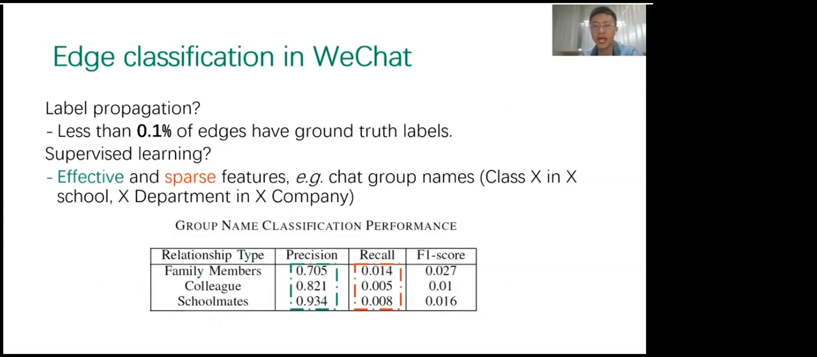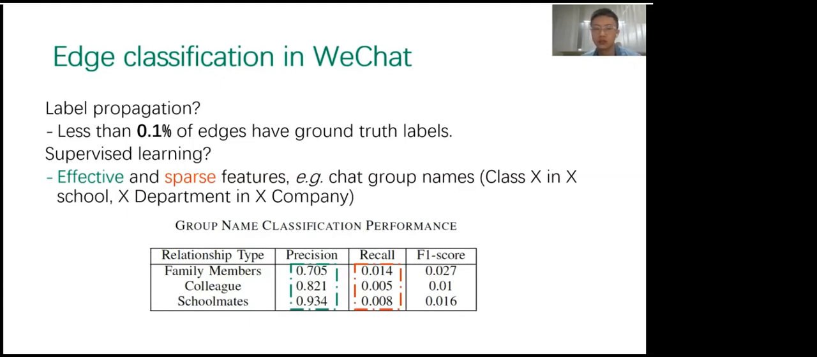Now that we know the edge classification problem is important in WeChat, we have surveyed the existing works on edge classification in large online social networks. There are basically two types of algorithms. The first type is label propagation algorithms. We realize that such algorithms often require the entire network to have around 50% of edges with ground truth labels. However, in WeChat, from our online surveys, we can only collect around 0.1% of ground truth labels.